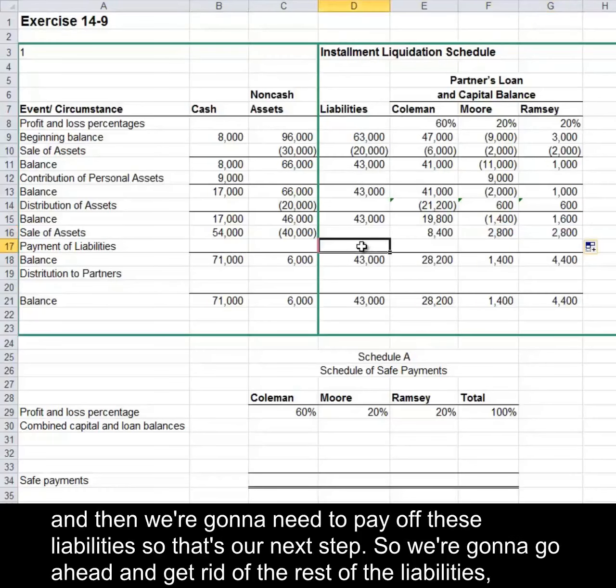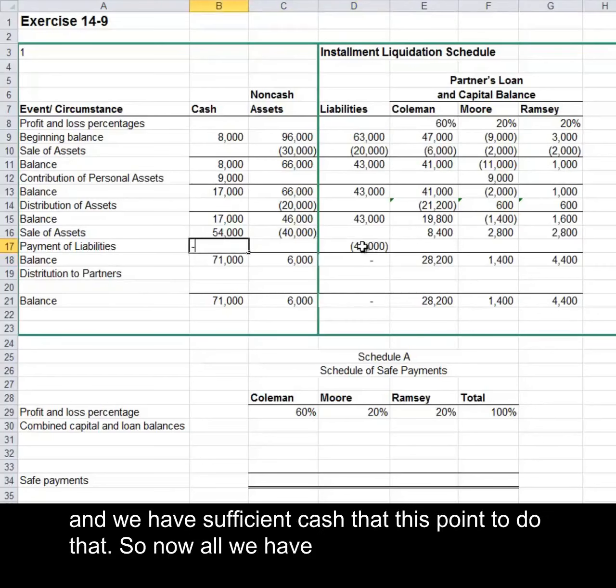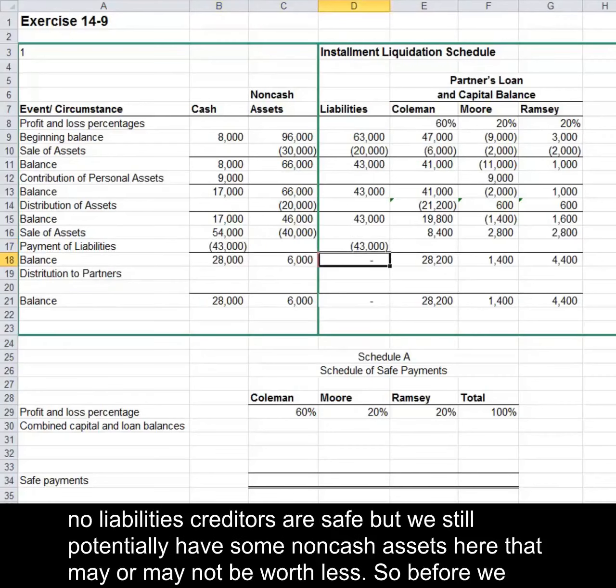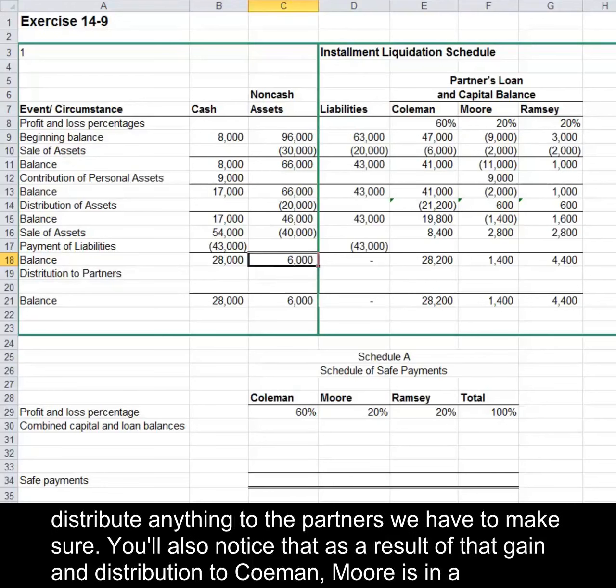And then we're going to need to pay off these liabilities. So that's our next step. So we're going to go ahead and get rid of the rest of the liabilities, and we have sufficient cash at this point to do that. So now we have no liabilities, creditors are safe, but we still potentially have some non-cash assets here that may or may not be worthless. So before we distribute anything to the partners, we have to make sure.